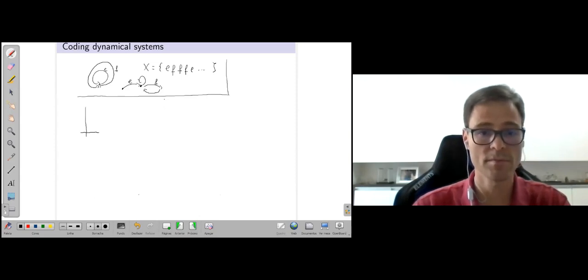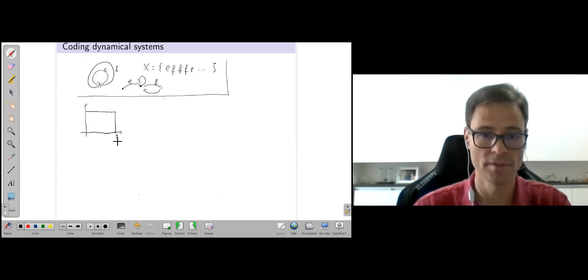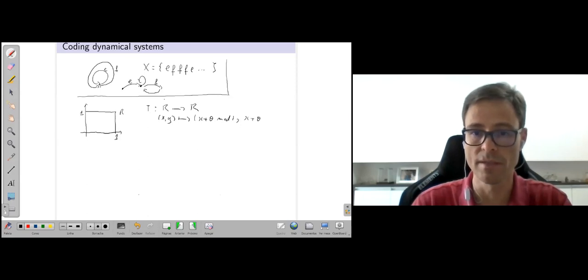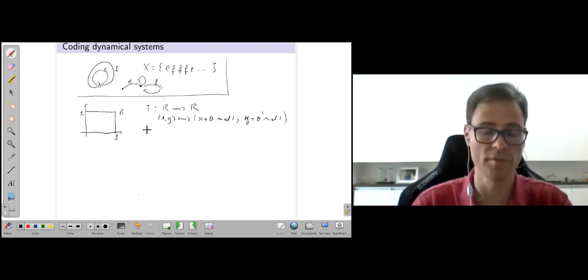Let's suppose for a moment we have a map from the unit square to itself. Suppose that this is 0, 1 here, 0, 1. And so this is R. And we have a map T that goes from R to R. So this map could be anything. I could just take a pair (x, y) and take it to (x plus theta mod 1, y plus theta prime mod 1). Some irrational rotation in both coordinates.